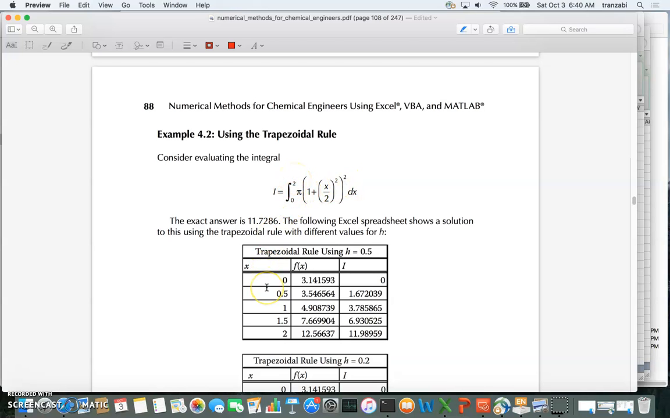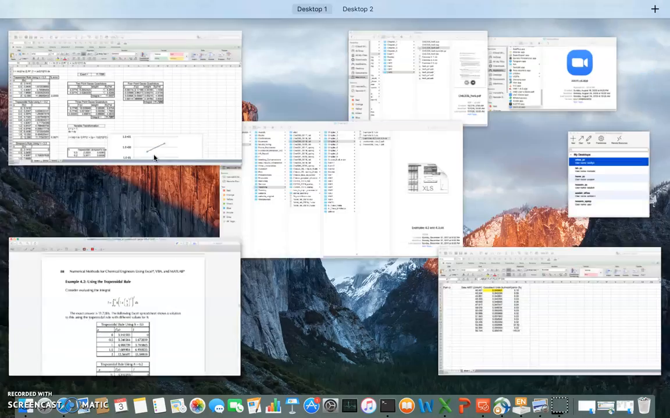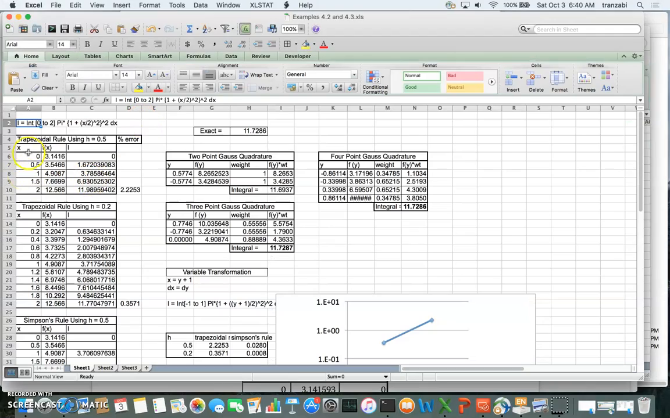So we create a table. So here's a table I create from x from 0 to 2 with the interval of 0.5. Here's the f of x. I can calculate it using Excel sheet. You know how to do that, right? It's pi times 1 plus x over 2, and then raised to the second power, all raised to the second power. Alright, so this is my f.